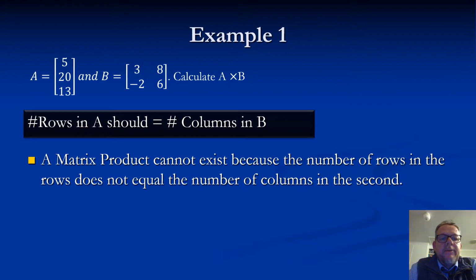So let's have a look at our first example. Let matrix A be a vector matrix, and the next one a square matrix. That's 3 rows times 1 column, so it's a 3 by 1, and B is a 2 by 2. So let A equal that and B equal that, and calculate A times B. Well, the point of this example is that you can't do it, because a matrix product cannot exist when the number of columns in the first does not equal the number of rows in the second.